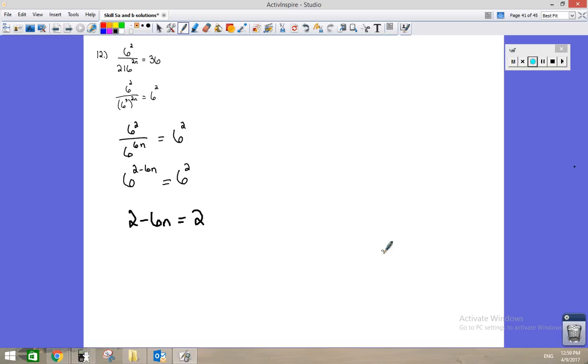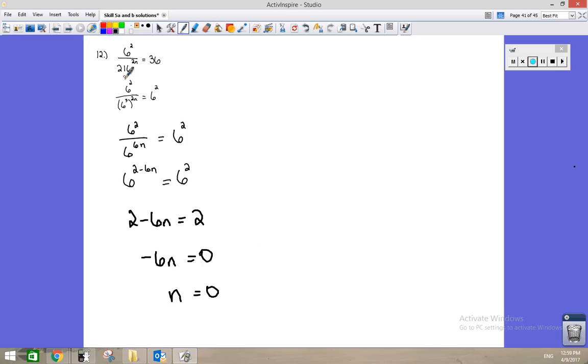So this is a two-step equation. Subtract 2 from each side and divide by 6n. But as soon as you subtract 2, you see that n has to be 0. Because even 0 divided by negative, it's okay to have a 0 in the numerator, you just can't have it in the denominator.